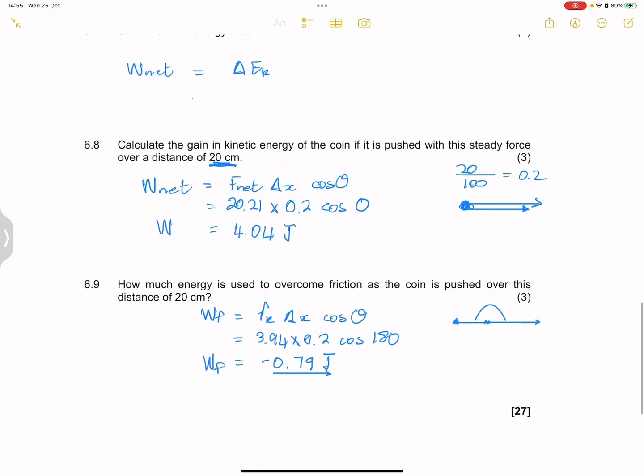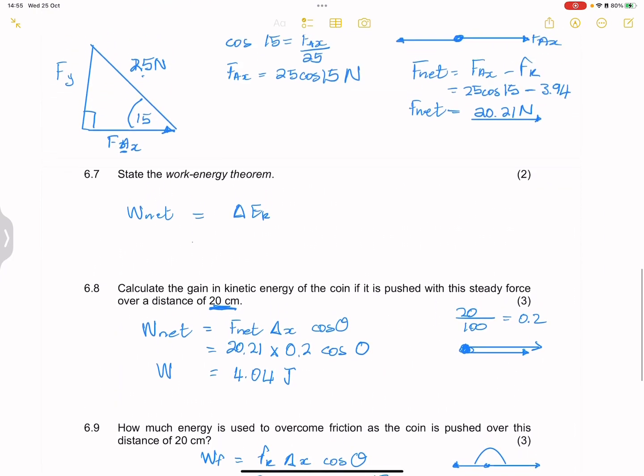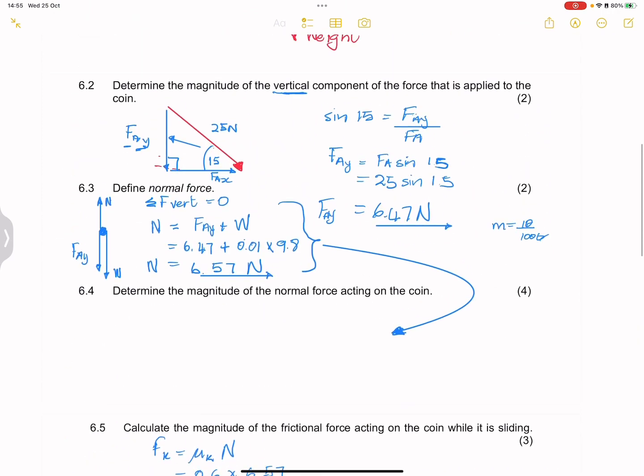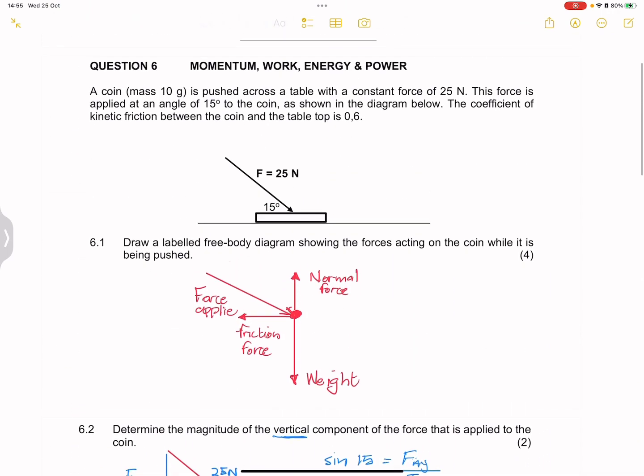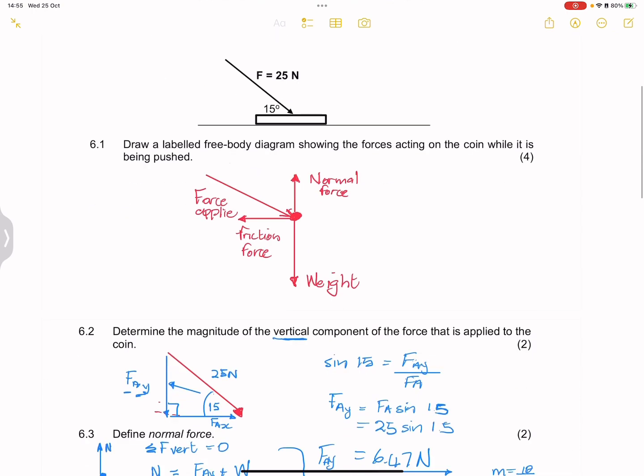All right, ladies and gents, that is how the cookie crumbles when it comes to this question. I really hope that you were able to follow and understand.